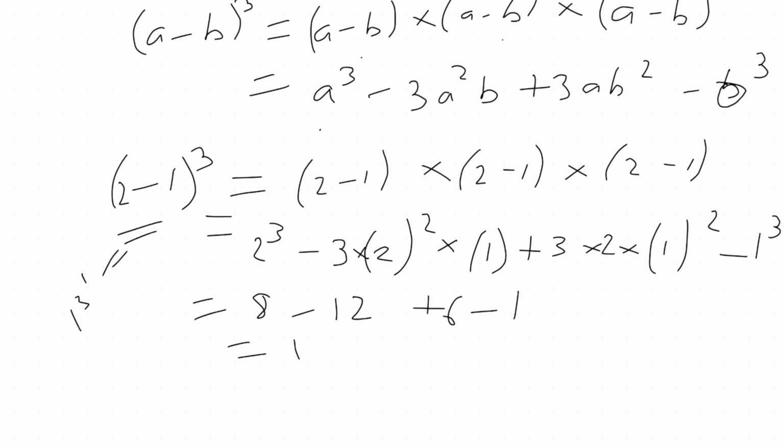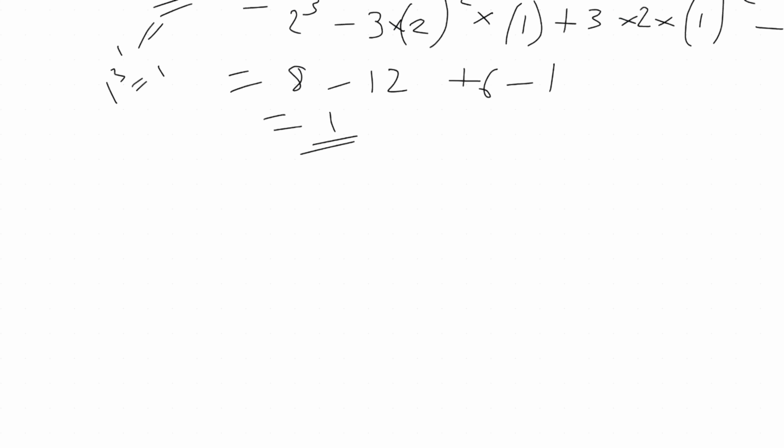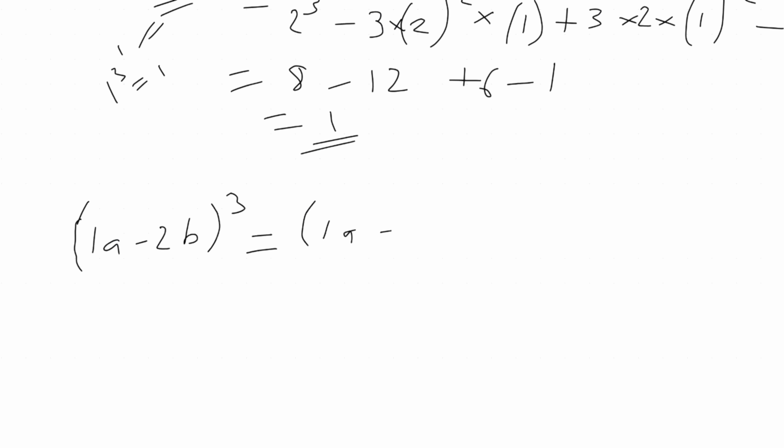Now let me do this for a mixture of constants and variables, just so that we are touching all the pointers. So 1a minus 2b whole cube. It means 1a minus 2b multiplied by 1a minus 2b multiplied by 1a minus 2b. It's cube, so multiply it three times. We use the same formula, and what do you get?